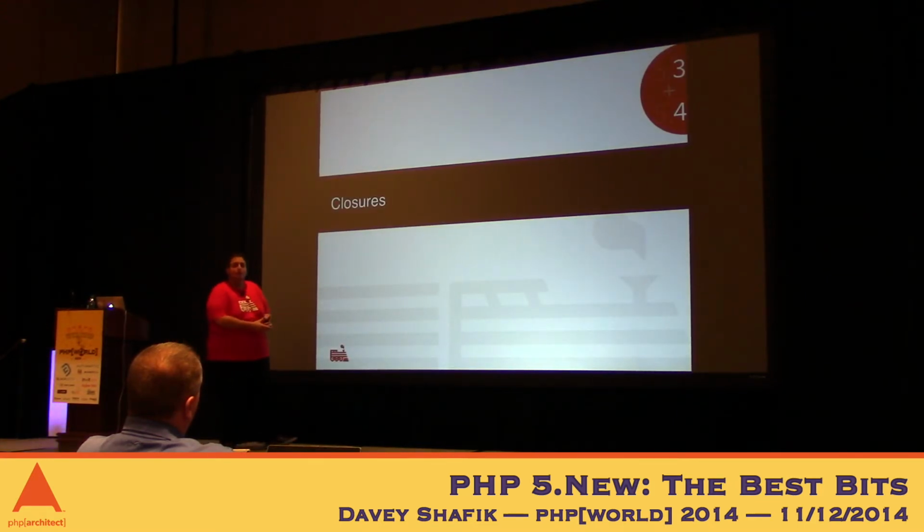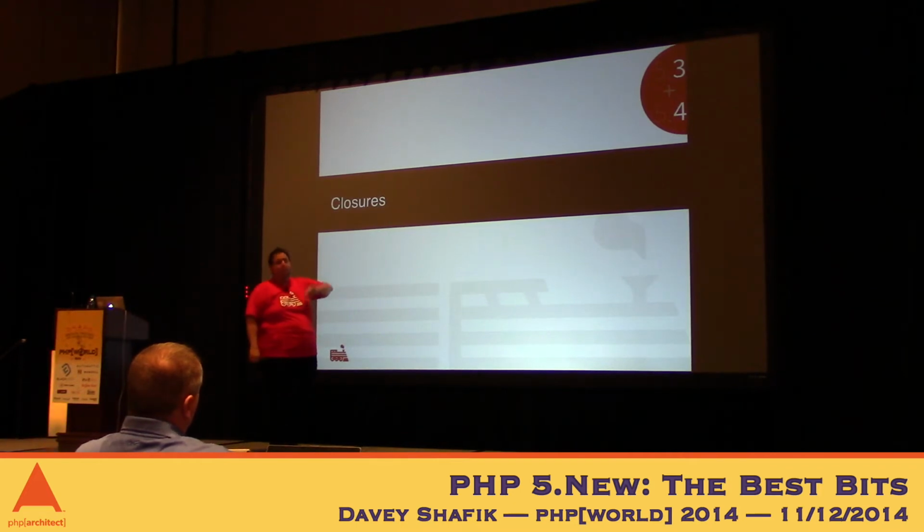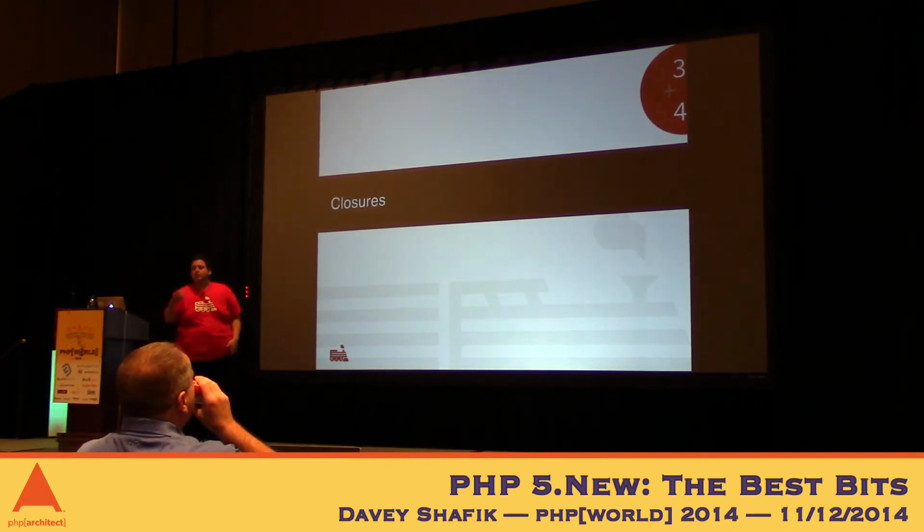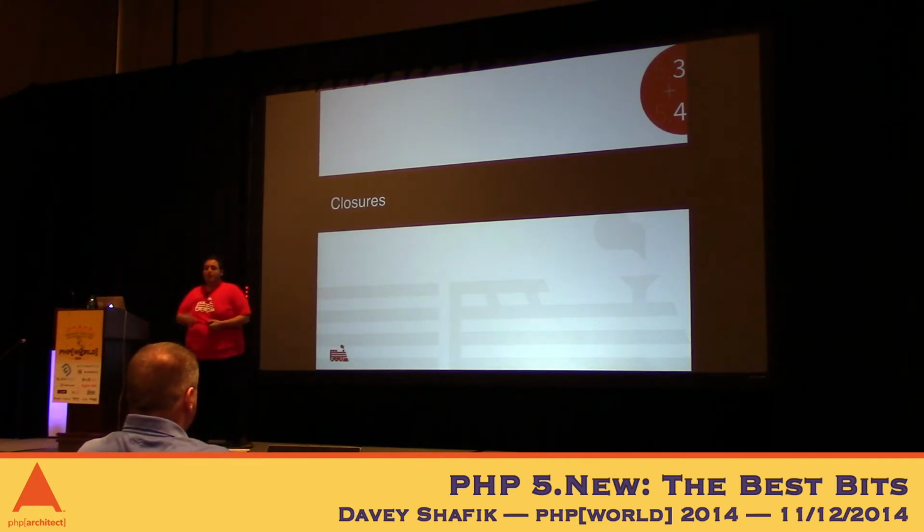All right, so the other big feature in 5.3 and modified in 5.4 is closures. And they are probably my favorite feature. I also like JavaScript, so I see a lot of them. Basically, they're anonymous functions. You can define them on the fly, assign them to a variable, reuse them, pass them in as arguments, things like that.